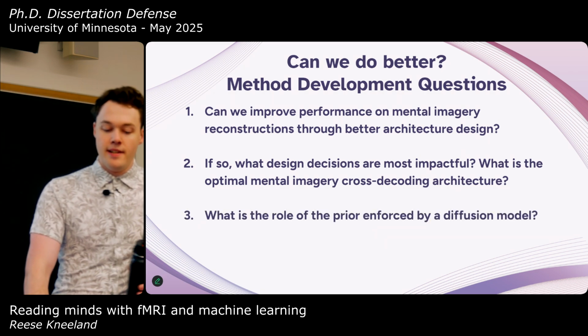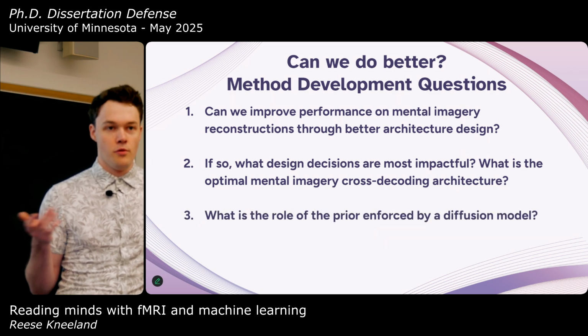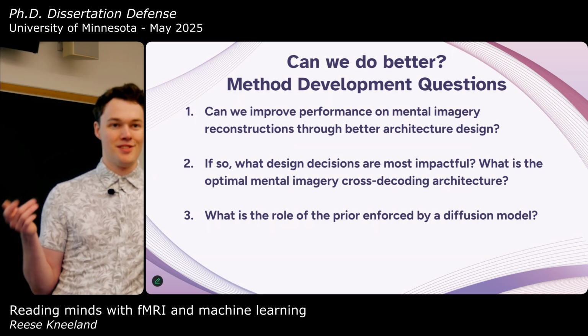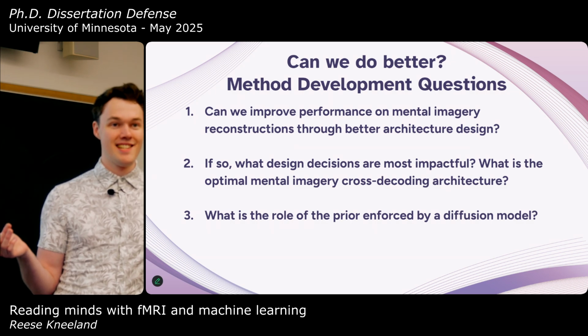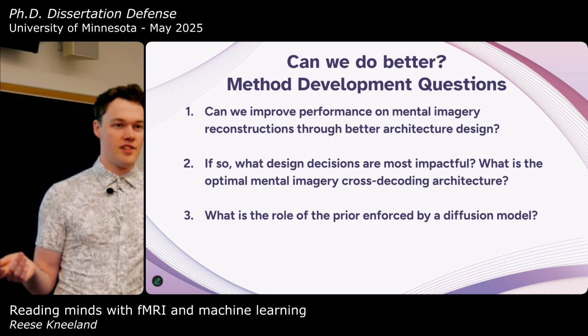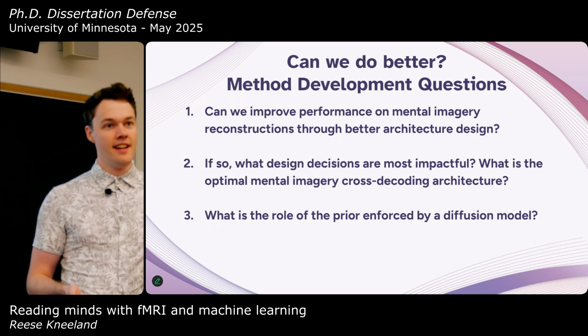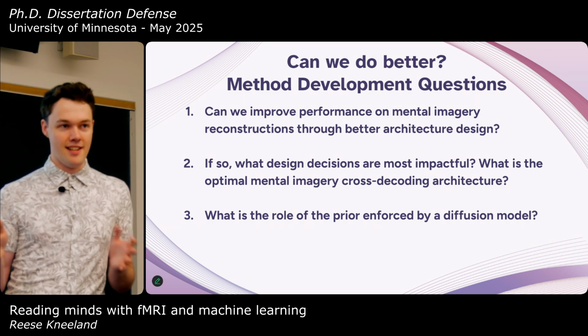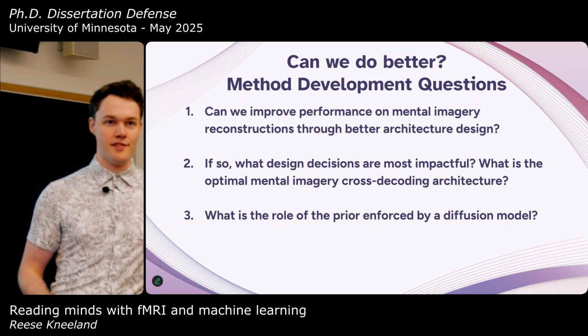And our last question would be to explore in a little bit more detail what the role of the image generator is in this process, because as we saw previously, there's a lot of hallucination happening in this process, and we want to really know how much of the reconstructions are actually from brain activity and how much are being pulled from the knowledge baked into these diffusion models and hallucinated during the inference phase.